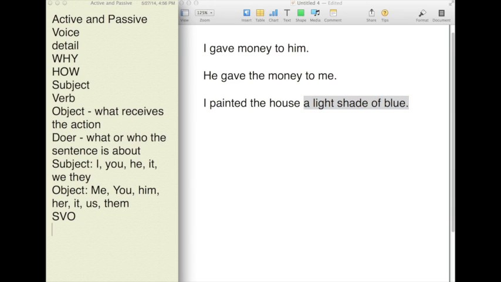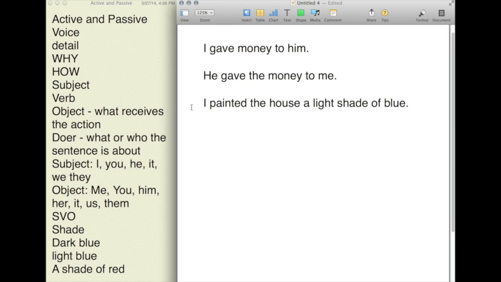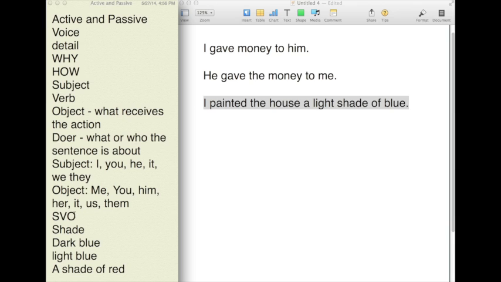A shade of a color is when you have a certain color and it is a kind of that color. So for example, dark blue, light blue. A shade is what kind of blue is it? What kind of red is it? It is a shade. We could say a shade of red, a shade of blue. All right, so this is an active voice sentence because it follows this structure, this format: subject, verb, object.